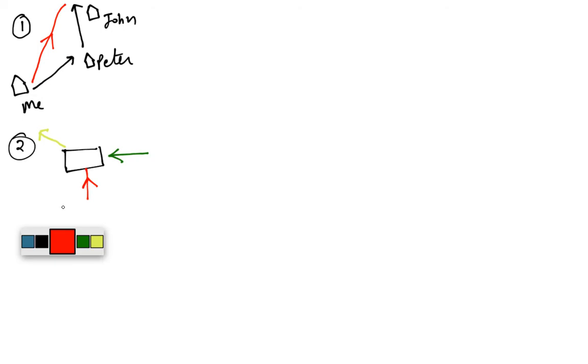Now, how can you draw this vectorially? Well, if you look closely, you first applied the first force, which is the same as traveling from me to Peter, and then your friend comes and applies the other force, which is the same as going from Peter to John, and then you're looking at the resultant. Do you see a similarity in these two examples? Right? So this is what addition of vectors means.